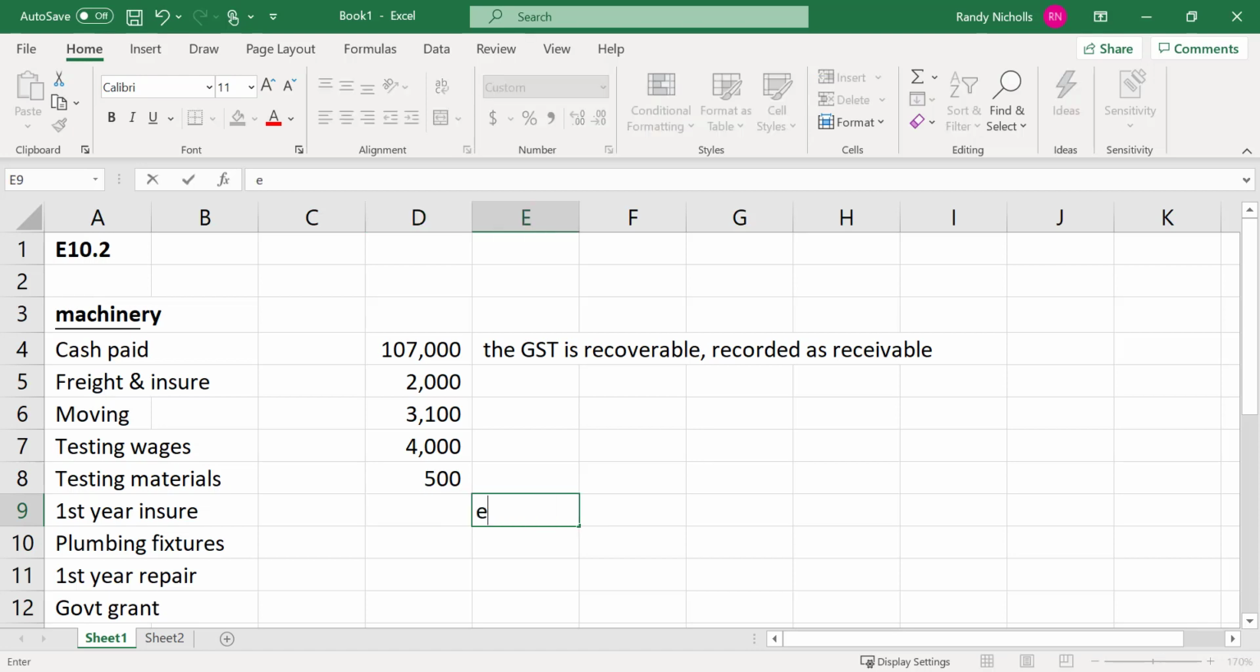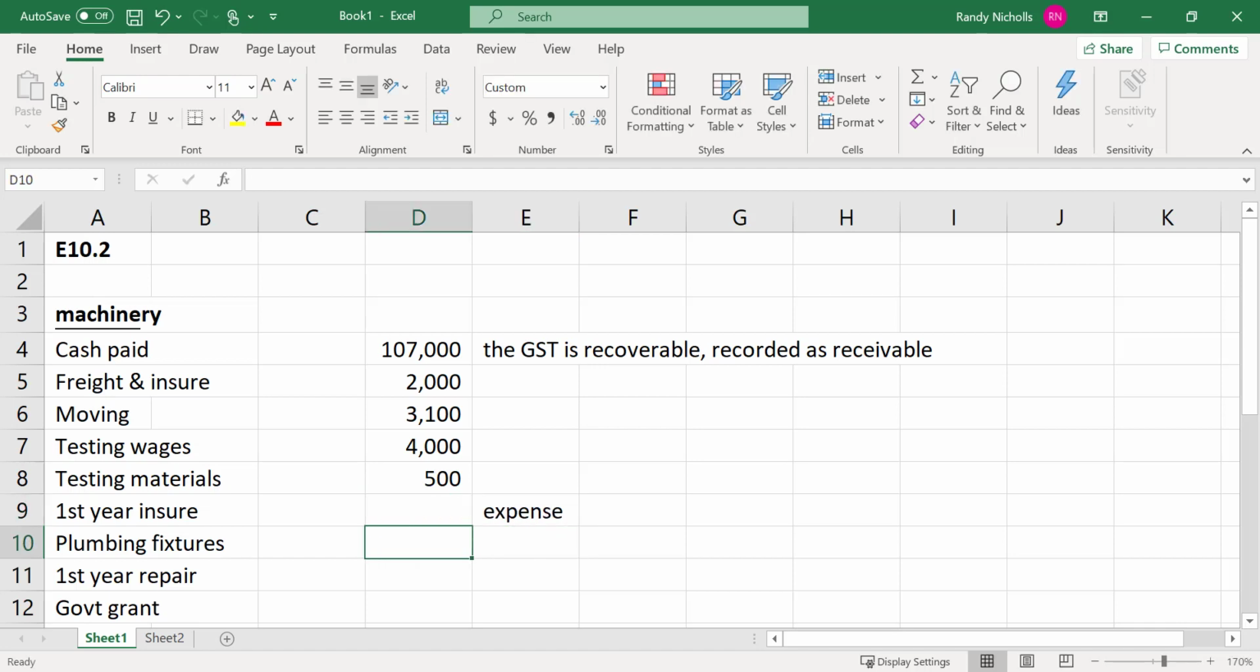Insurance premium paid on the machinery for its first year of operations: no, that's an expense. You can't charge expenses related to the first year of operation. Plumbing fixtures, that's pretty straightforward. I need to plumb it in. The first year repairs again though, that's an expense. We're not going to include that.